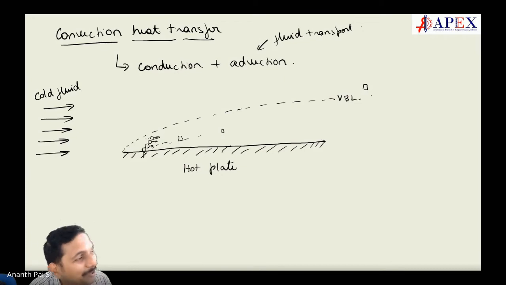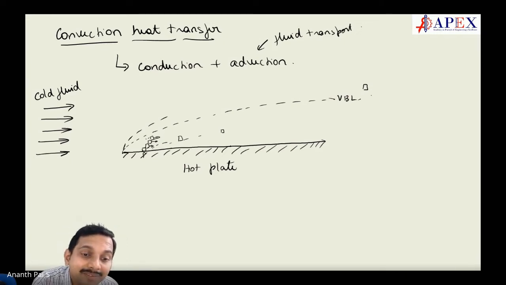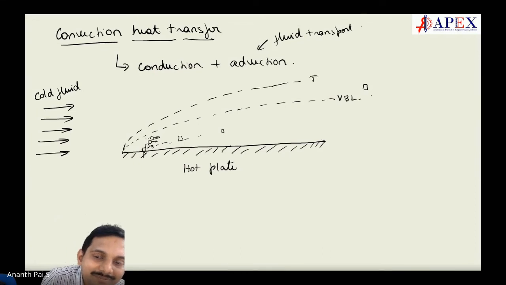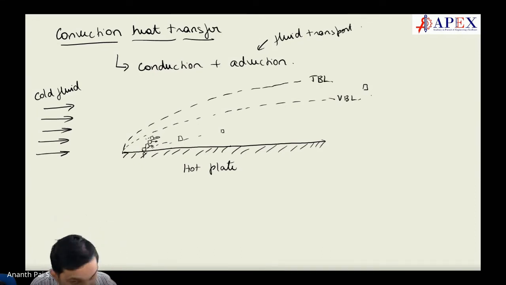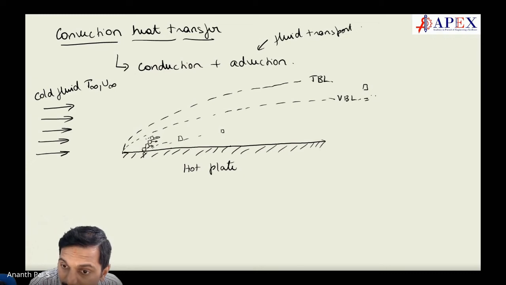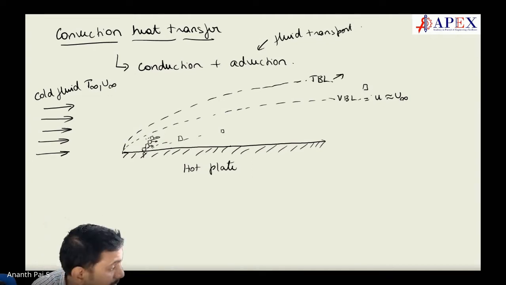Now there is something called the thermal boundary layer which is formed. This is only the velocity gradient that we are seeing. Then also there will be something called the thermal boundary layer. It may be above the velocity boundary layer. It can be below the velocity boundary layer. Now what is the thermal boundary layer? The cold fluid, say it has T infinity as the temperature, and it is coming with U infinity as the velocity. What is the VBL? When U is almost equal to U infinity, correct? What is the TBL, the thermal boundary layer?